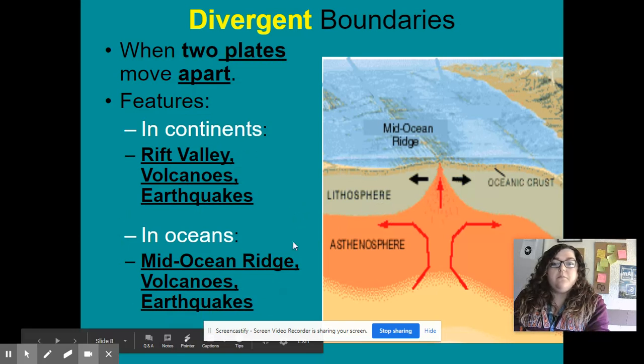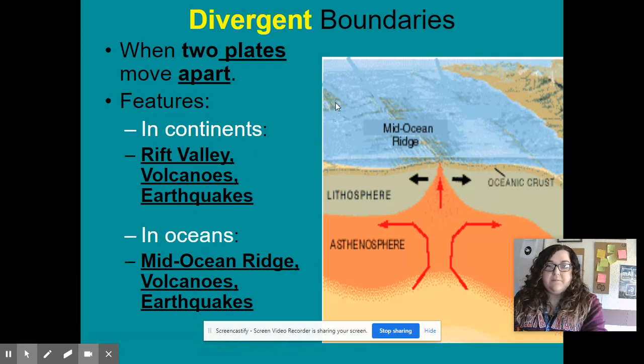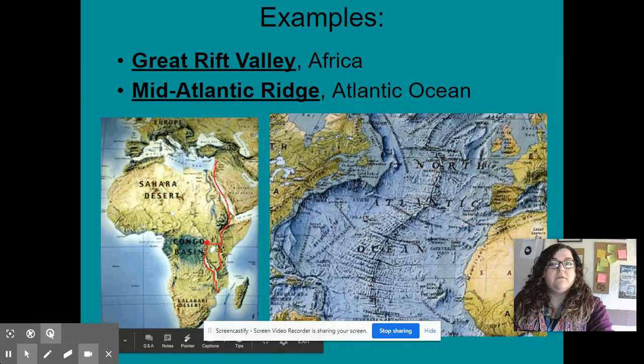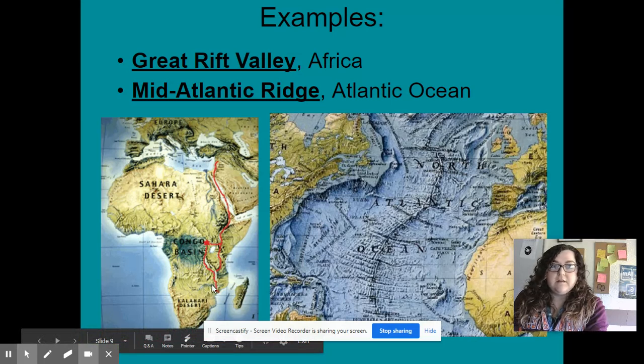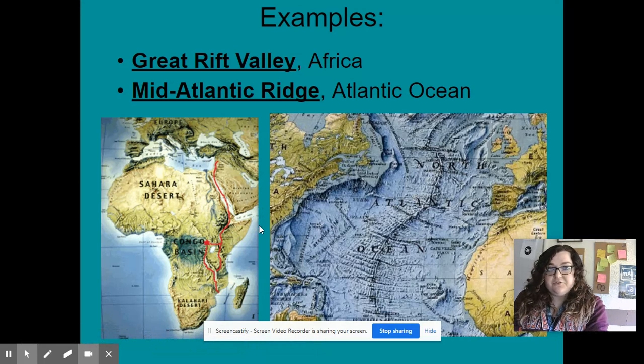And they have most of the same features. One is just called a mid-ocean ridge because it's under the water, and the other one's a rift valley. I actually mentioned both of these already. In Africa, this is the Great Rift Valley here. So eventually, this part of Africa is going to be disconnected from the main continent just because the plates are moving apart because they're a divergent boundary.